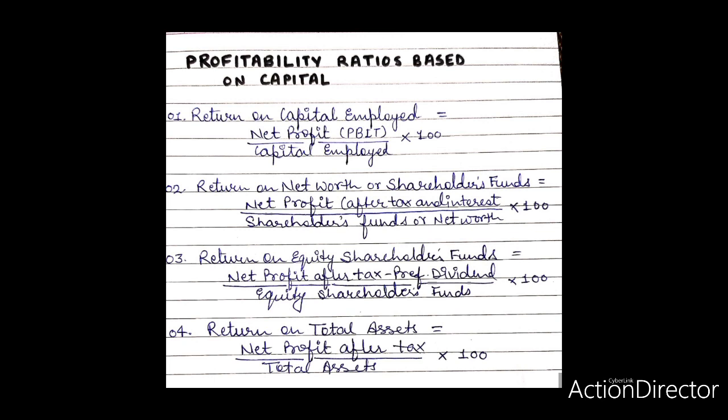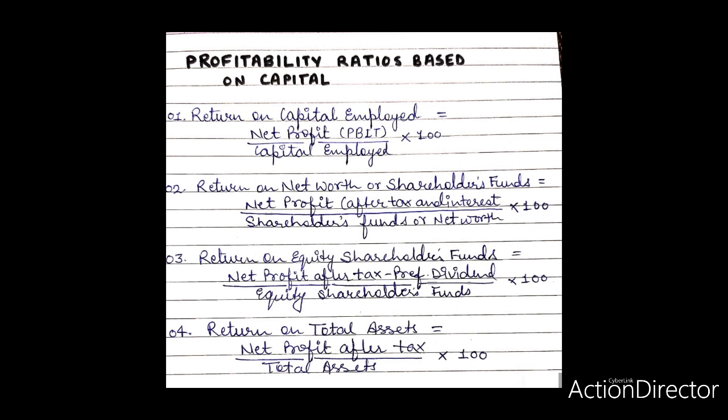Due to issue of new shares or buyback of shares during the year, the equity share capital and preference share capital of the company do not remain the same throughout the year. Therefore, the average shareholders' fund, which is half of the sum of the opening and closing balance, is used to calculate the return on net worth and return on equity shareholders' funds. In absence of opening balances, closing balances are used.